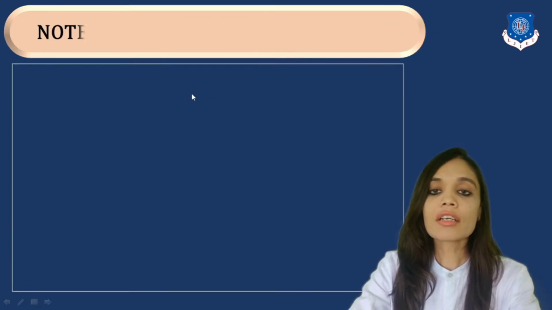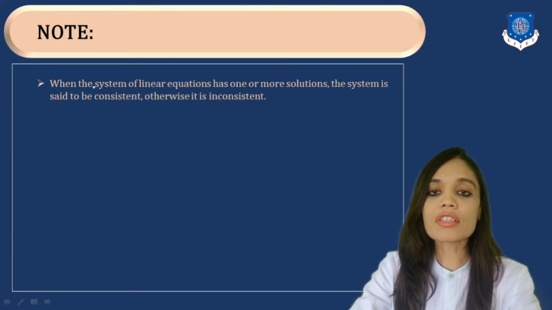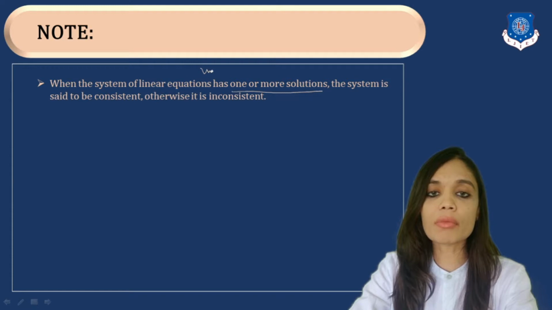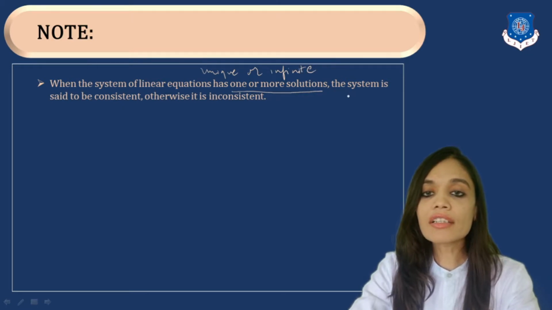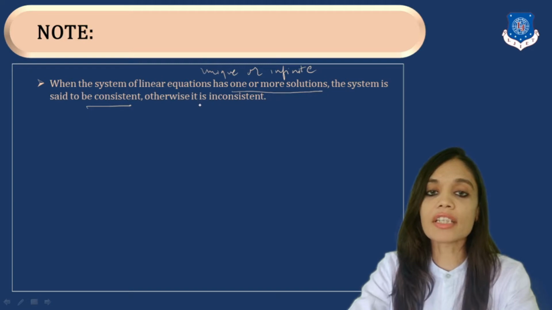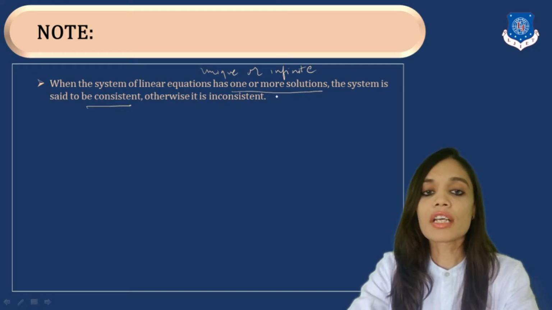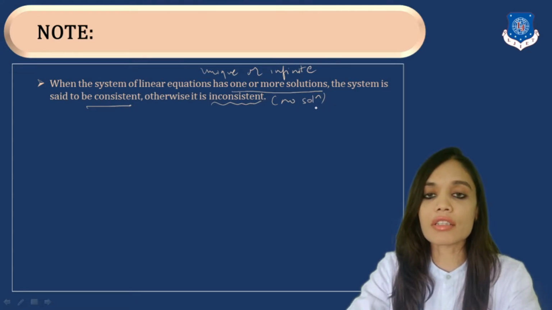Now if the system of linear equations has one or more solutions, that is, if the system has unique or infinite solutions, then the system is said to be consistent. Otherwise, it is inconsistent. That is, if the system has no solution, then the system is known as inconsistent.